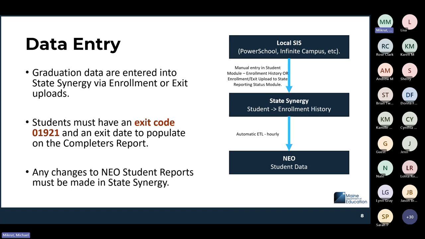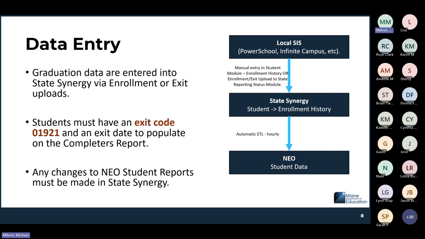And then from there, every hour, we do a data pull from Synergy over to Neo. So once again, Synergy just collects the student data. Neo is what turns that student data into the certifiable reports. And then once Neo has it, after that hour, you'll see the change reflected.